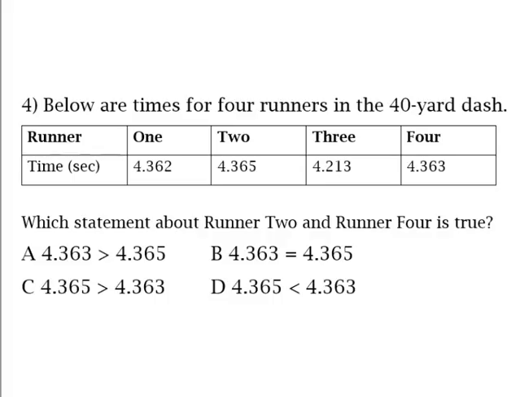Let's take a look at our table. We have the runners 1, 2, 3, and 4, and we have their times in seconds. For runner 1, their time is 4.362. Runner 2 is 4.365. Runner 3, 4.213. Runner 4, 4.363.